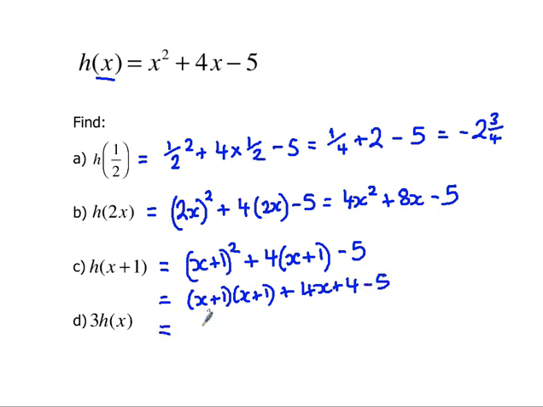So double expand these brackets, and we get x squared plus 2x plus 1, and then plus 4x, and then 4 minus 5 gives us minus 1, which will cancel in a second. So we've got x squared, 2x and the 4x go together, and the plus 1 minus 1 disappears, so we've got x squared plus 6x.